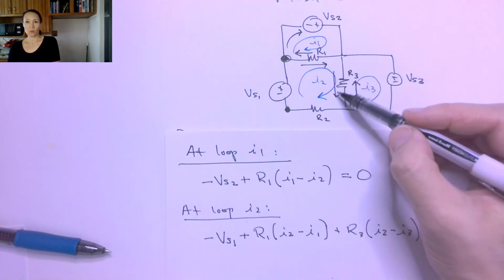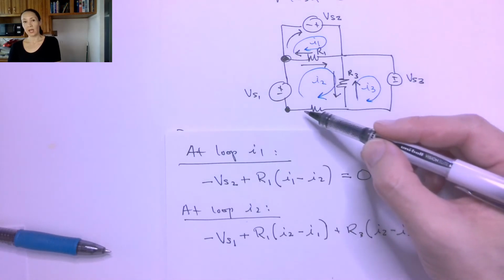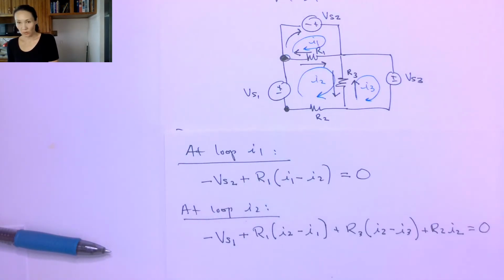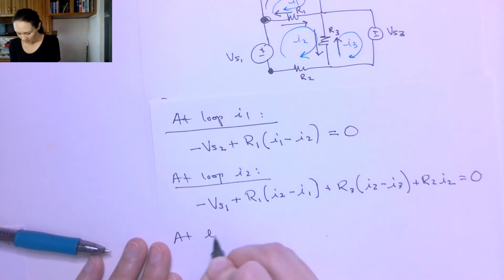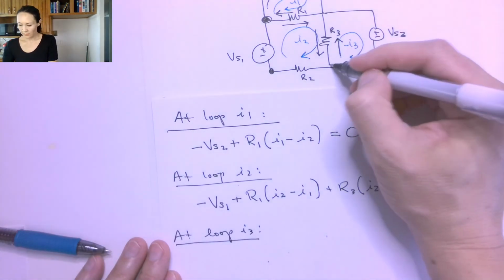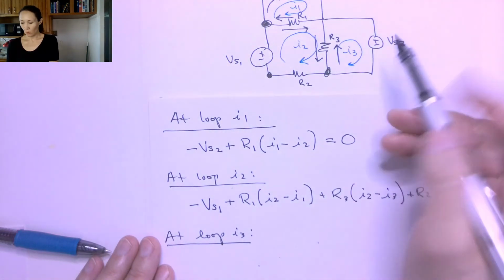Okay, so once I've gone through here, I'm going to continue my walk around the I2 loop. The next thing I encounter is this R2 resistor, but the only thing touching the R2 resistor is just I2, so I don't have any mesh there. I just multiply it by I2, and now I'm back to where I started, so I complete the equation with an equals 0.